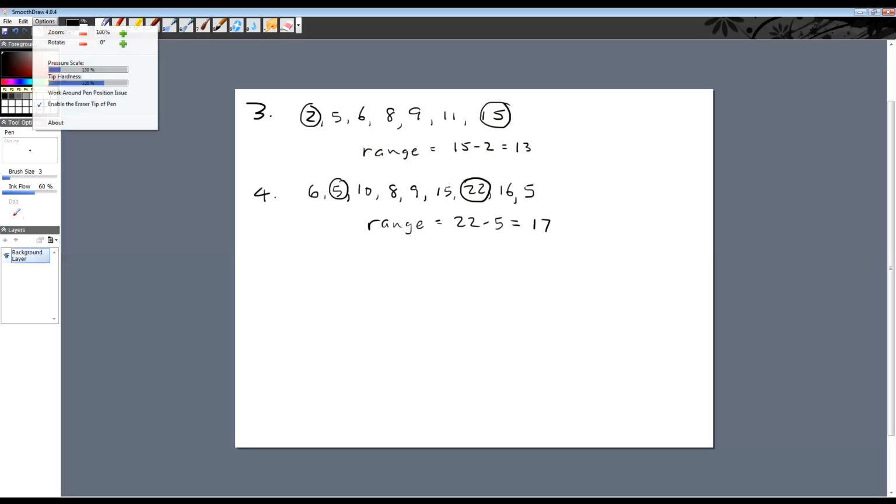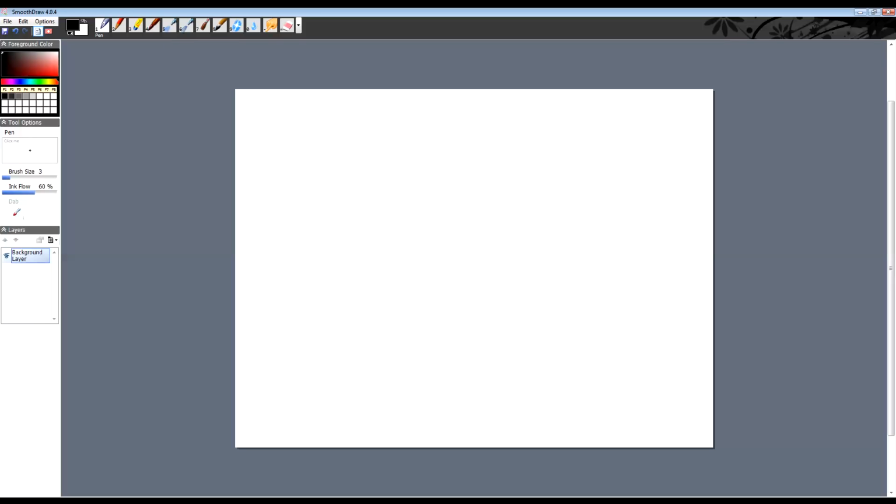So this is just an example of the calculation of the range, which is the easiest of the measures of dispersion to calculate.